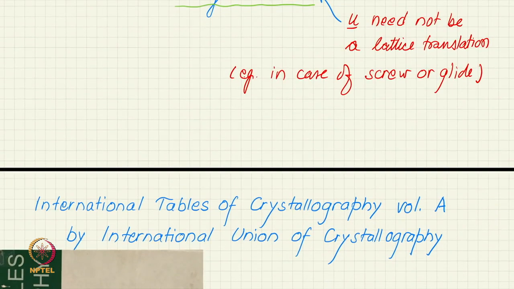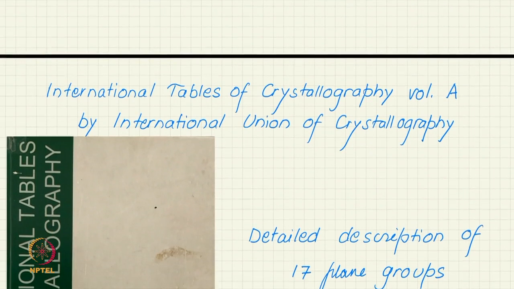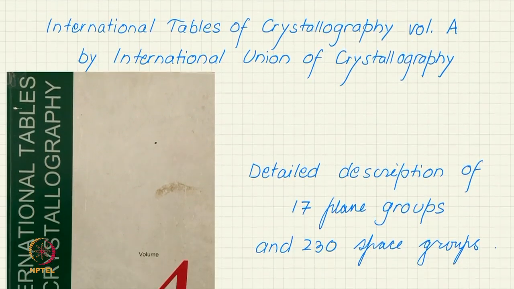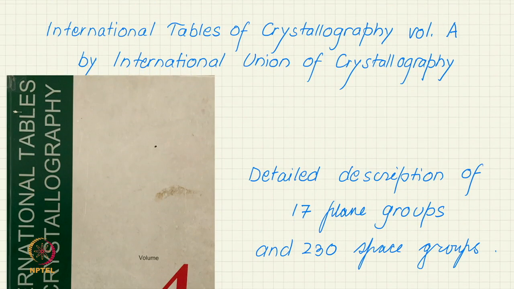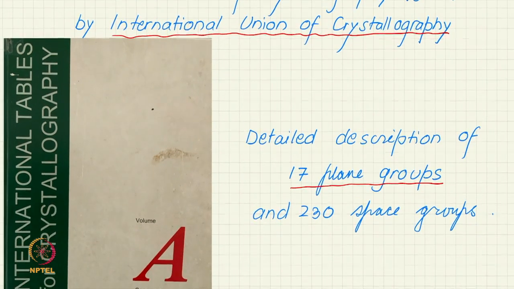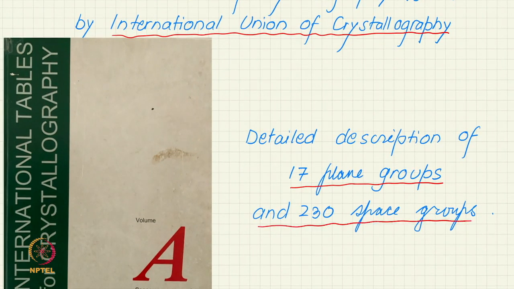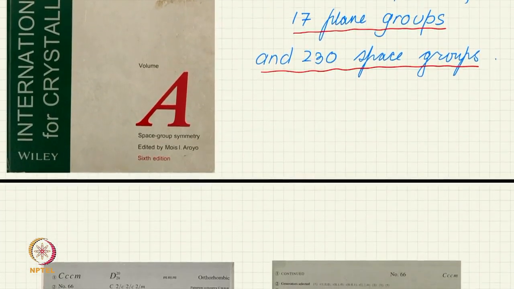Now, all the details about the 230 space groups which you want to look for are available in one solid book called International Tables of Crystallography. This is published by the International Union of Crystallography. There is an international union, and they published this book. It has a complete detailed description of all the 17 plane groups which we have discussed previously and the 230 space groups which we will now be discussing.